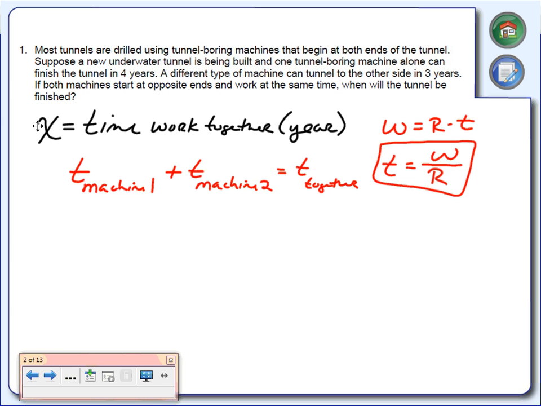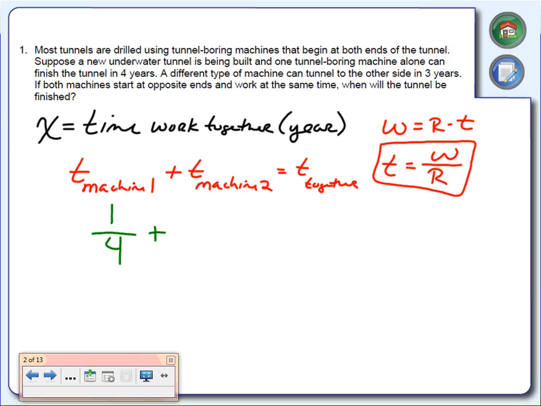So let's talk about machine 1. The work they're doing. What's the work they're doing? They're digging 1 ton. So the top number is 1. That's the amount of work they're doing. 1 ton. Rate. How fast can that first machine dig this tunnel? They told us 4 years. Okay, so the 4 goes underneath it. That's the rate. That's how fast they can dig the tunnel.